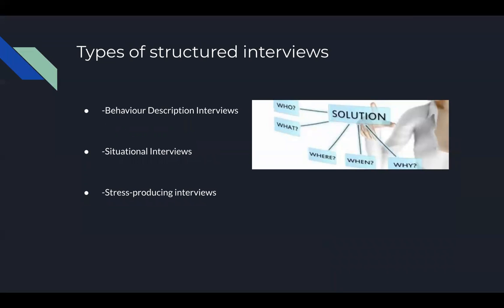Types of structured interviews we have is behavior description interviews. So that's when you look at the future behavior of the potential employee. Then you have situational. So you focus on what situations might come while you're working for the job and how the applicant might respond to those certain situations. Then you have rapid question assessment. So that's when you ask them really fast questions to make them a little stressed out.